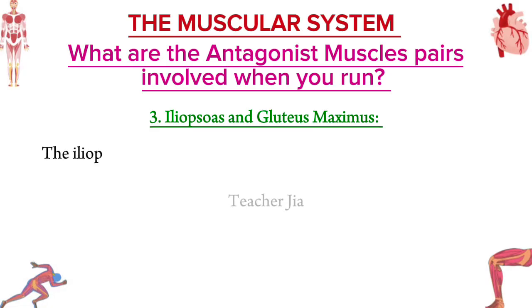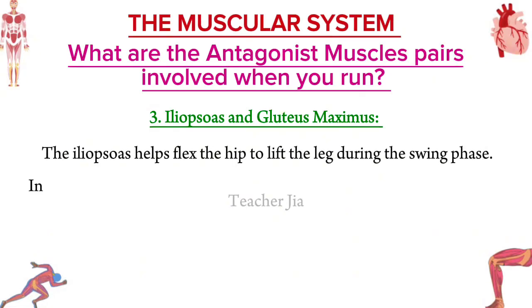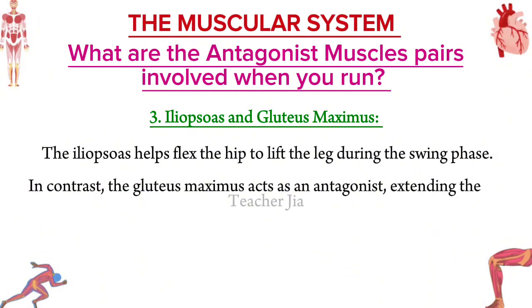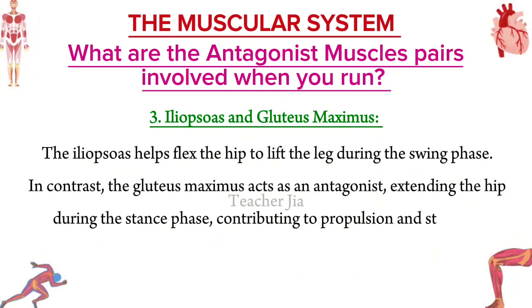The third muscles are Iliopsoas and Gluteus Maximus. The Iliopsoas helps flex the hip to lift the leg during the swing phase. In contrast, the Gluteus Maximus acts as antagonist, extending the hip during the stance phase, contributing to propulsion and stability.